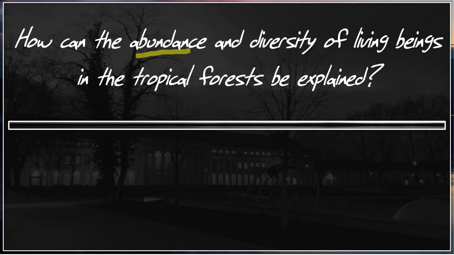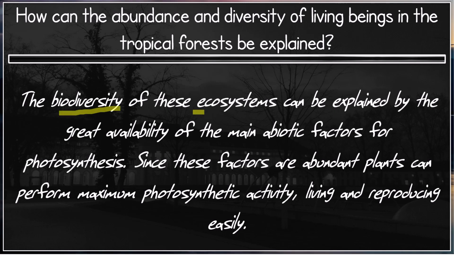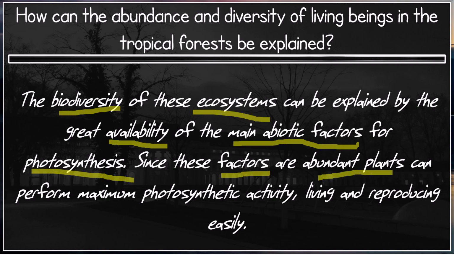How can the abundance and diversity of living beings in the tropical forest be explained? Biodiversity of this ecosystem can be explained by the great availability of the main abiotic factors for photosynthesis. Since these factors are abundant, plants can perform maximum photosynthetic activity, living and reproducing easily.